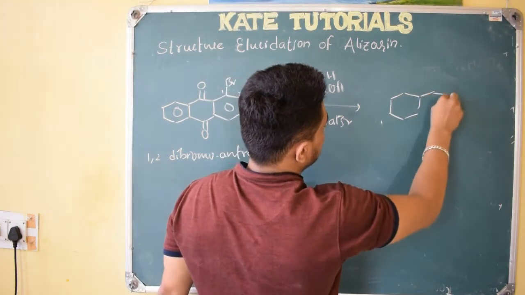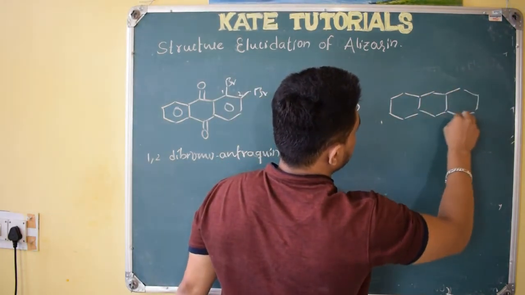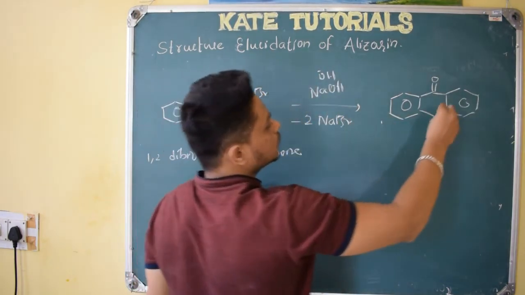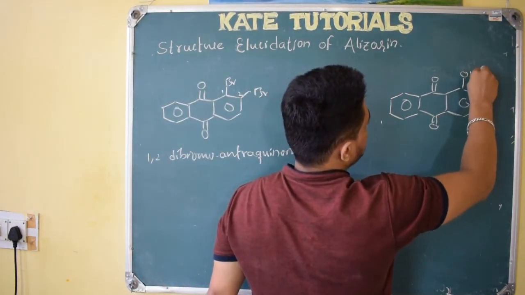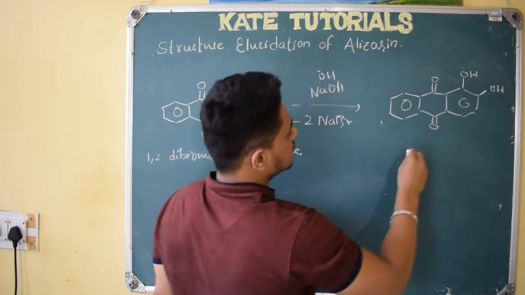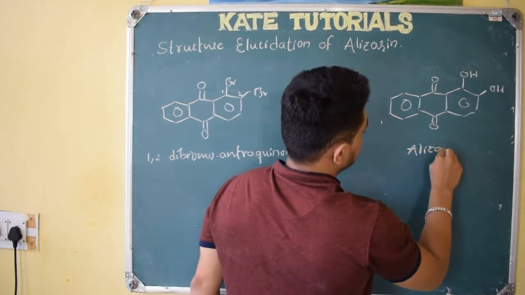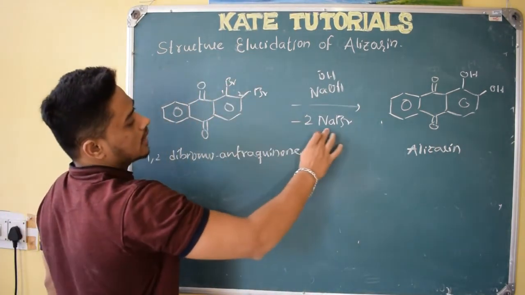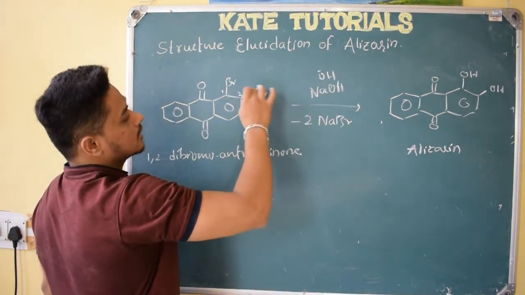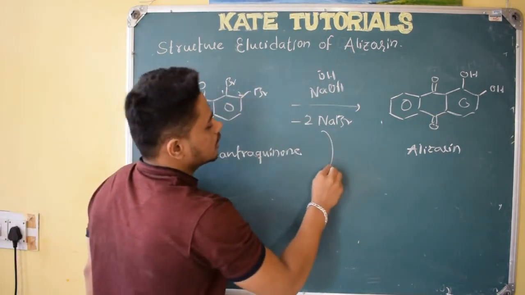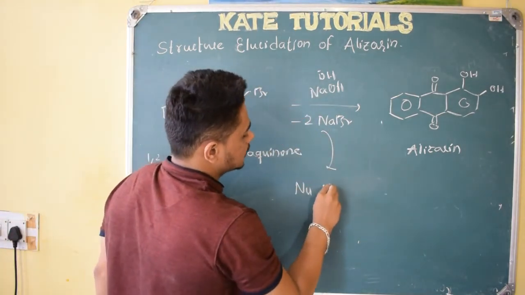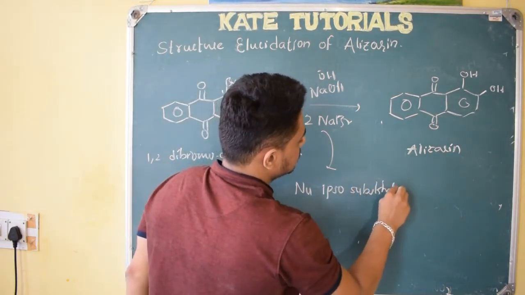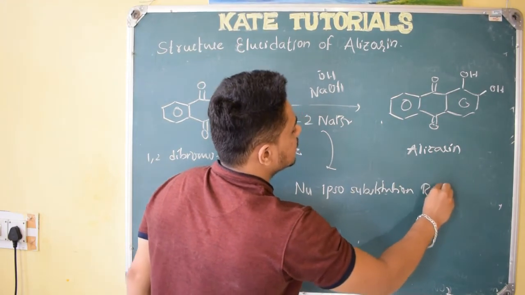And the structure of alizarin I have told, right? Here also benzene ring, double bond O. Instead of bromine at the 1,2 position, they got the OH group, right? So this they call alizarin. In this way they synthesized it, right? So here see, Br will go as Br minus and OH will attack here. This kind of reaction is called nucleophilic ipso substitution reaction, right? These things you should know.